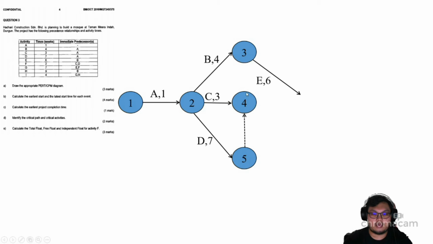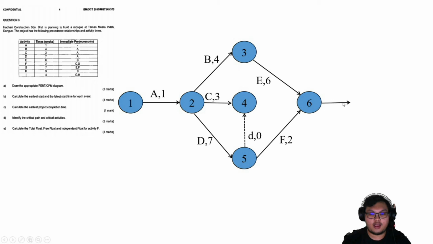We put a dummy. This is a dummy. From C and D, we put the line for F. So I will choose the 7 because this is the larger one. So 7, F 2. Okay, G comes from E and F. This is a line of E and this is a line of F. So we draw the line here and we put the G here.